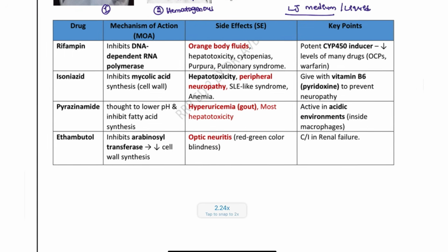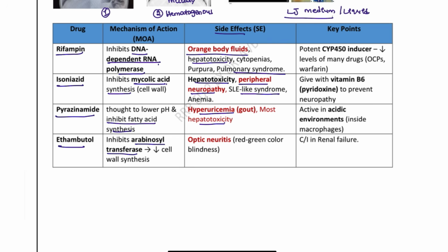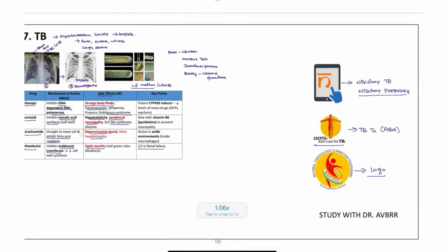Right. Next, coming to the drugs, rifampicin. The mechanism of action is inhibition of DNA dependent RNA polymerase. Orange color body fluids is the side effect, along with hepatotoxicity and pulmonary syndrome. Isoniazid inhibits mycolic acids and causes peripheral neuropathy, hepatotoxicity, SLE-like syndrome. Pyrazinamide inhibits fatty acid synthesis and causes hyperuricemia and hepatotoxicity. Ethambutol causes inhibition of arabinosyl transferase, and optic neuritis is going to be seen. In renal failure, it is contraindicated.